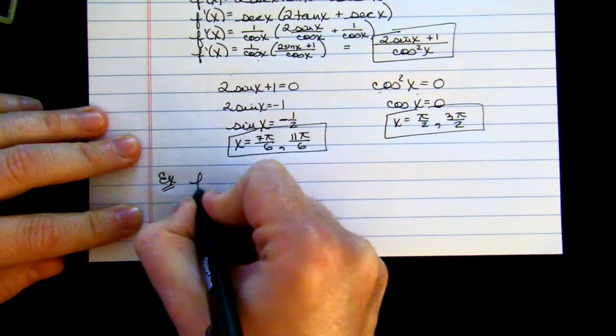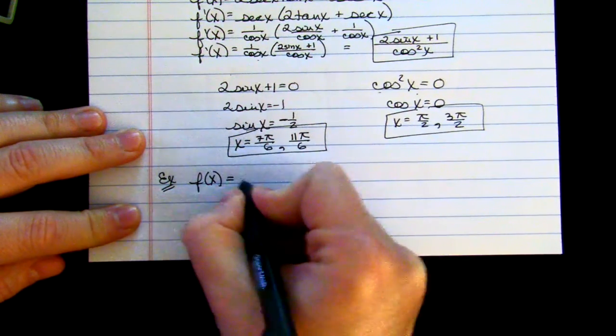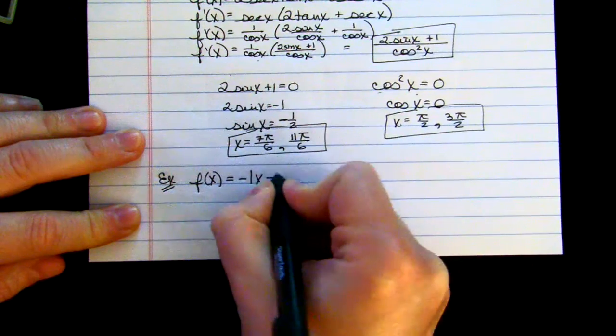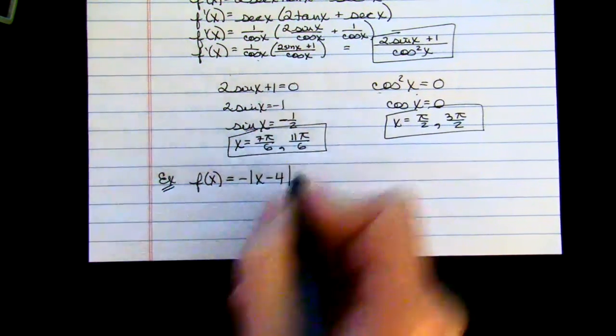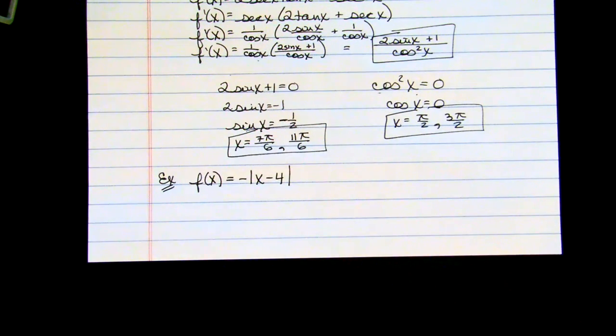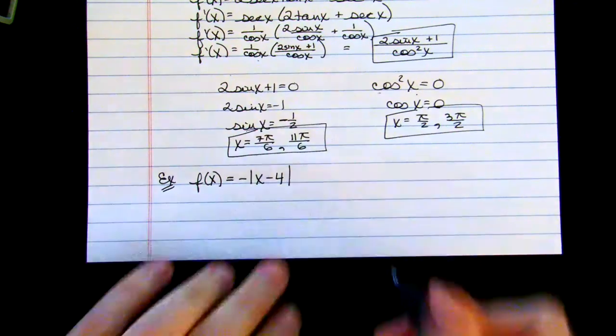Let's look at the function f of x equals negative the absolute value of x minus 4. I need to figure out where the derivative is 0 or undefined, but this is going to be an absolute pain because I don't want to deal with those absolute value bars. I know I can rewrite this as a piecewise function and stuff, but let me show you a little shortcut.